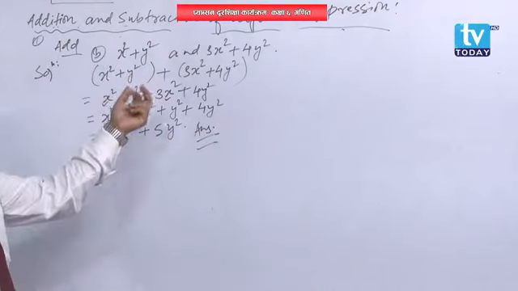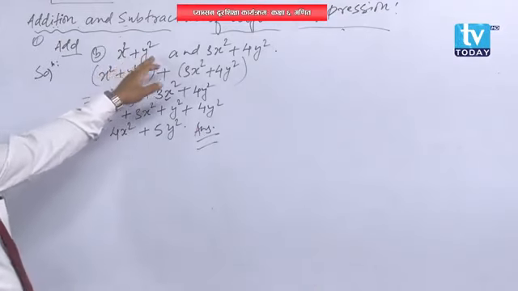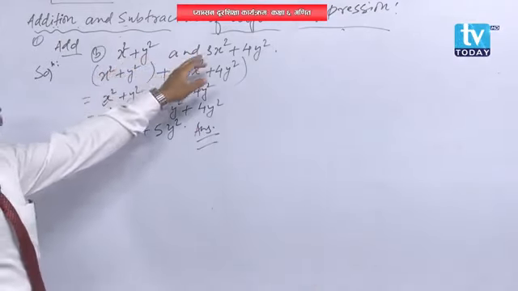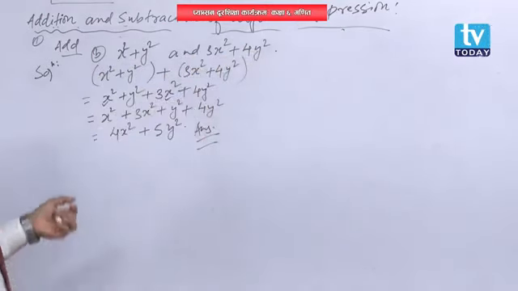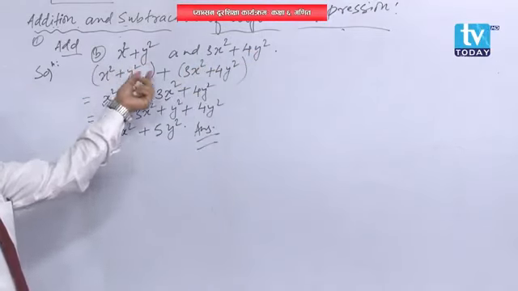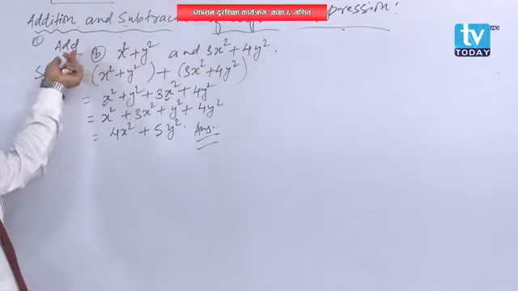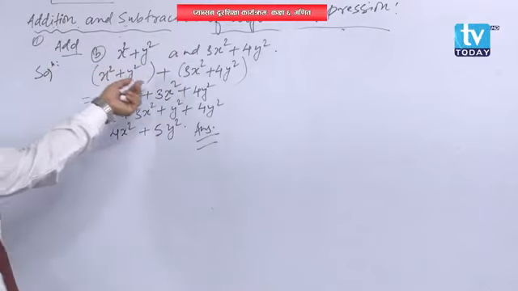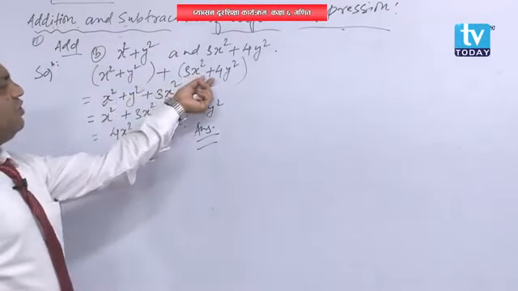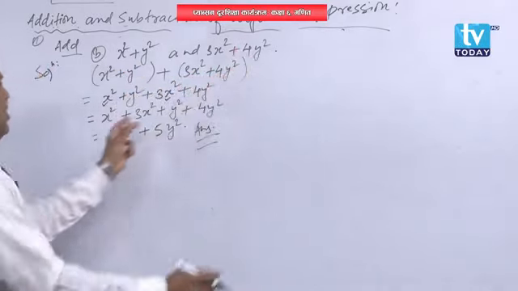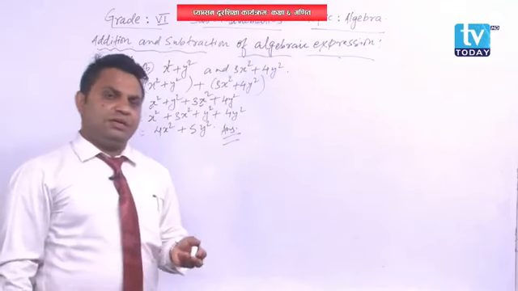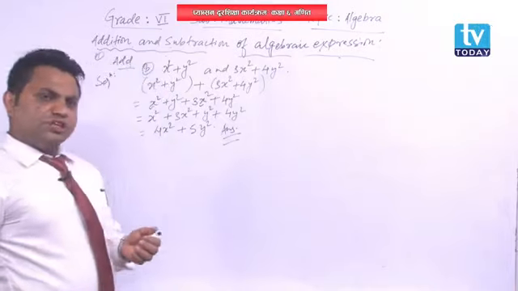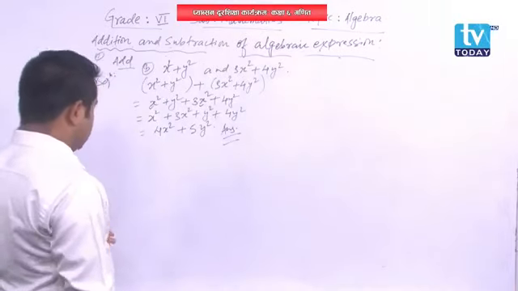Again, I'll do a revision. x² + y² + 3x² + 4y², we have to add over here. Then x² + y² plus, because the addition symbol we are writing here, 3x square plus 4y square, another term. Now please arrange the like terms and do the addition. Understood? Is that clear? I'll write more questions for you.